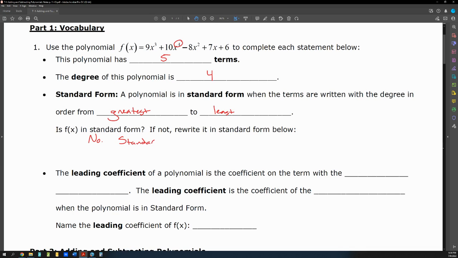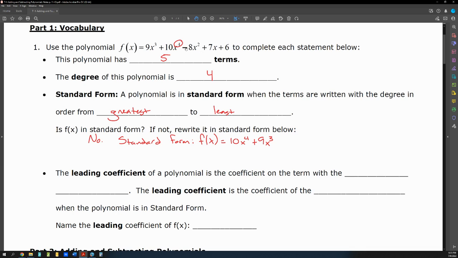Standard form for this polynomial, I like to start with the greatest power, which is x to the fourth. So I'll start with that term. We have a positive 10x. Oh, let me write f of x first. f of x is equal to positive 10x to the fourth. And then I look at my x cubes. We have a positive 9x cubed, so we have plus 9x cubed.